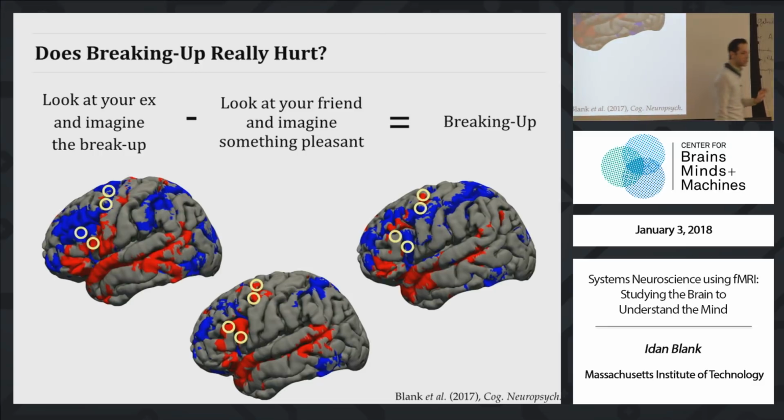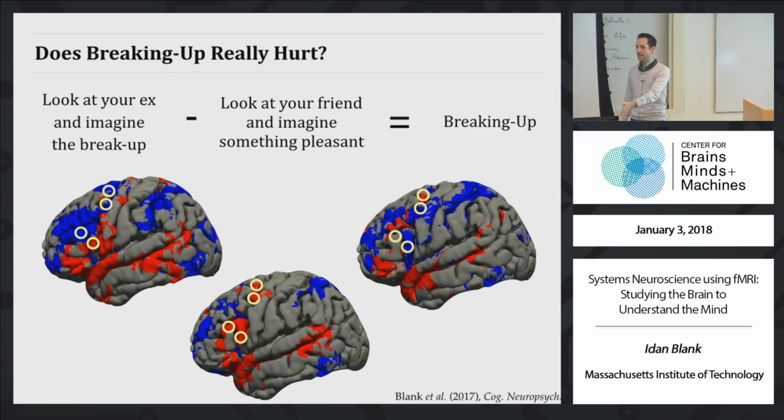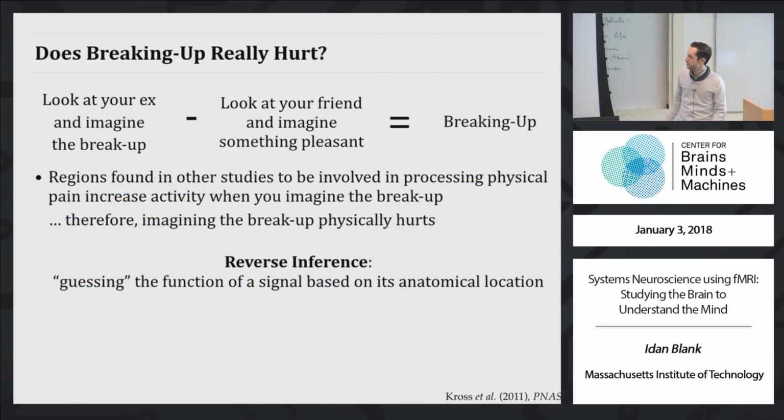So we can't look at anatomy and from there infer back function. That's why it's called reverse inference. You look at anatomy, try to figure out the function because other people found some function in the same anatomical region. We have no guarantee that that's going to work or that that inference is correct. And many, many fMRI studies today, luckily, fewer and fewer, but still many of them make these kinds of claims. So reverse inference is guessing the function of a signal based on its anatomical location.